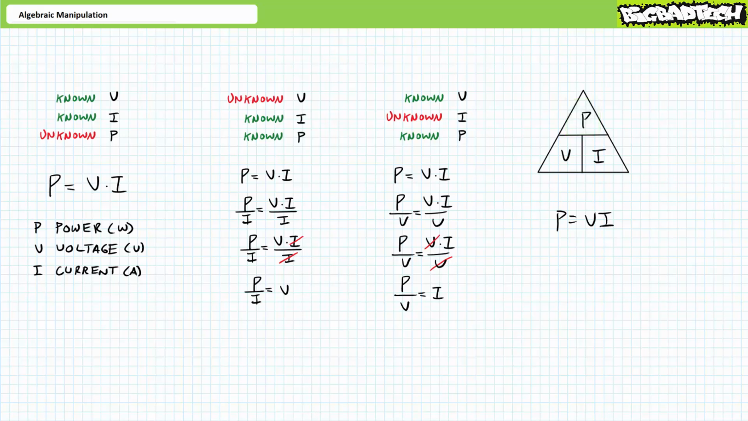What if V was our property of interest? Cover it up. V is equal to P divided by I because P is over I. Similarly, what if I was our property of interest? Cover it up. I is equal to P divided by V because P is over V.